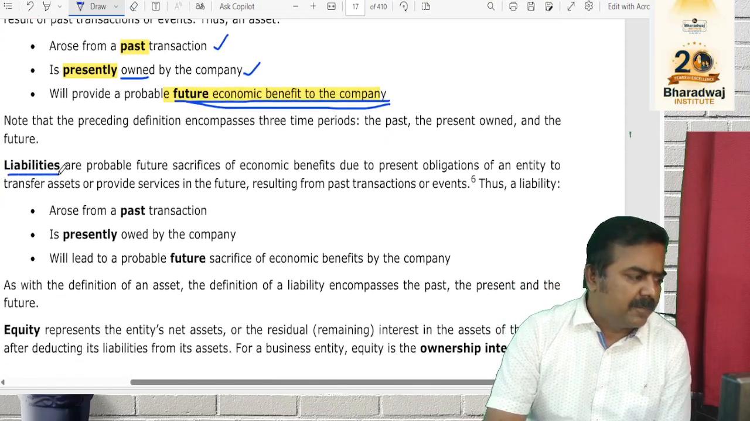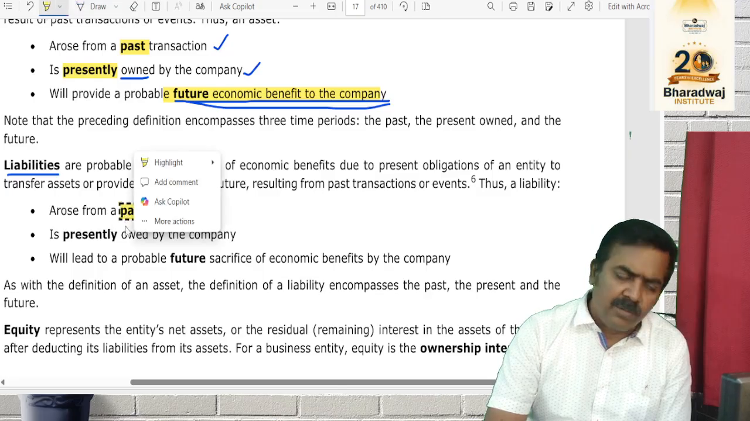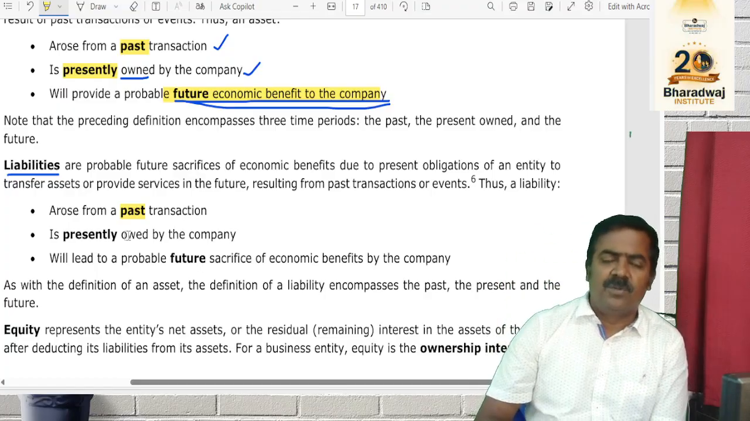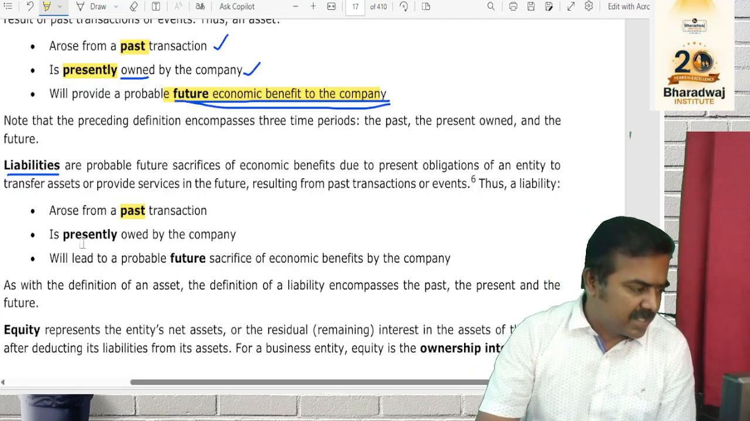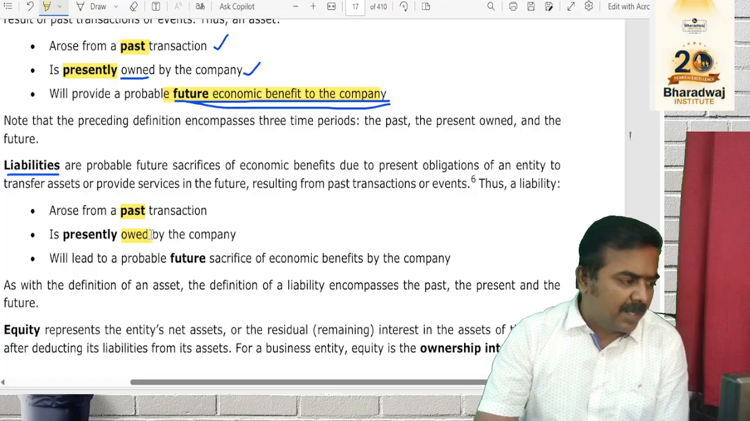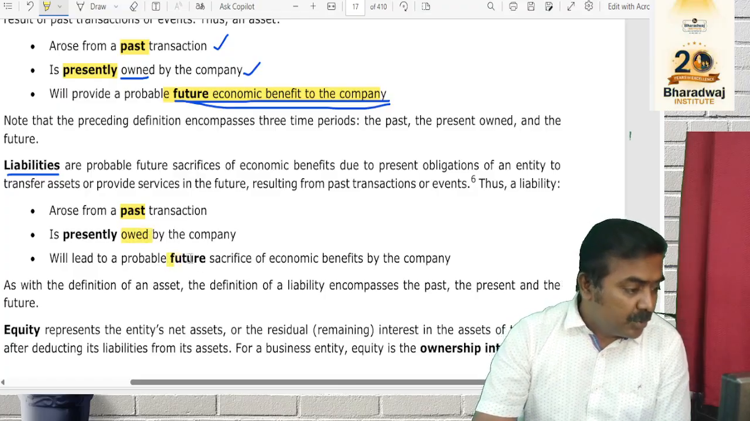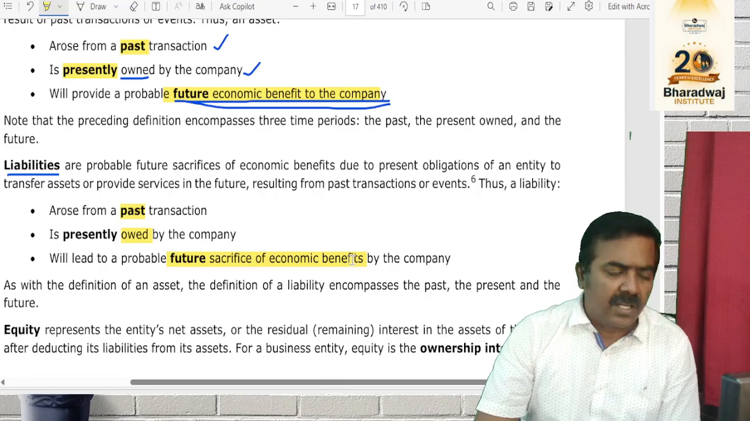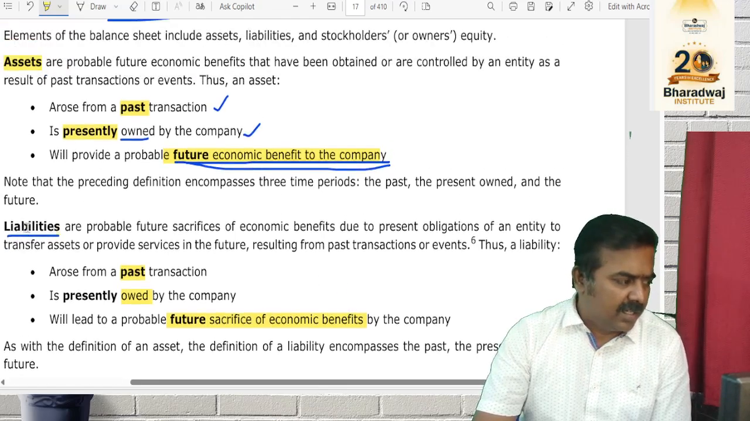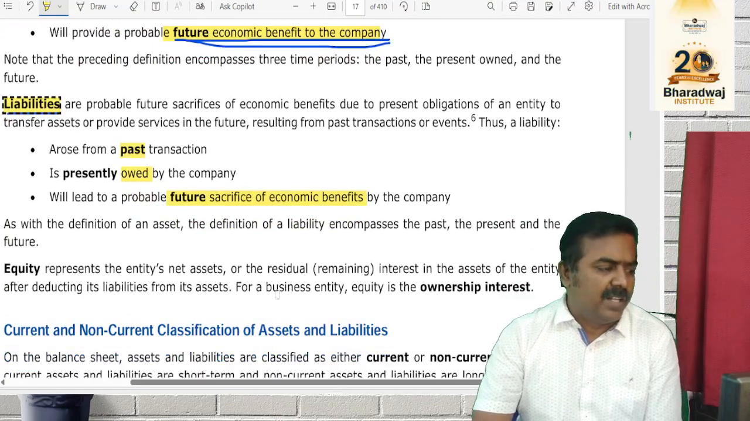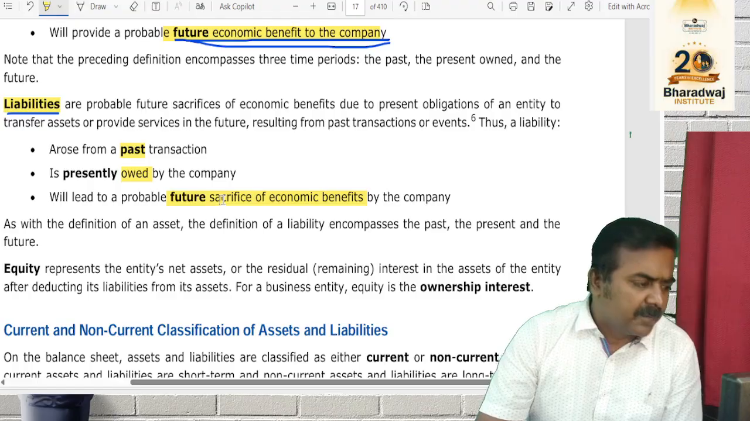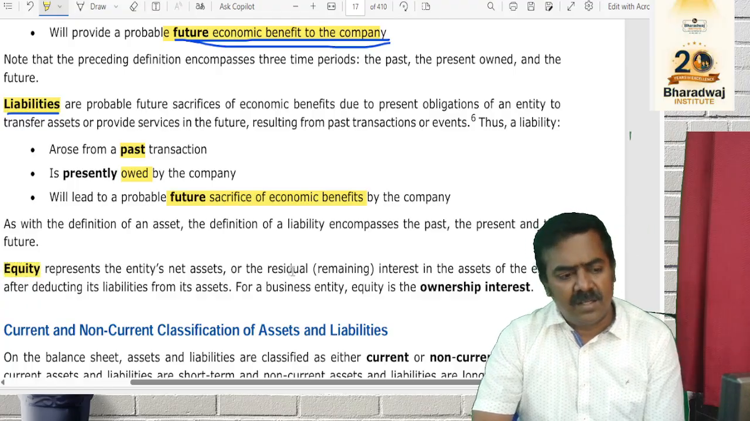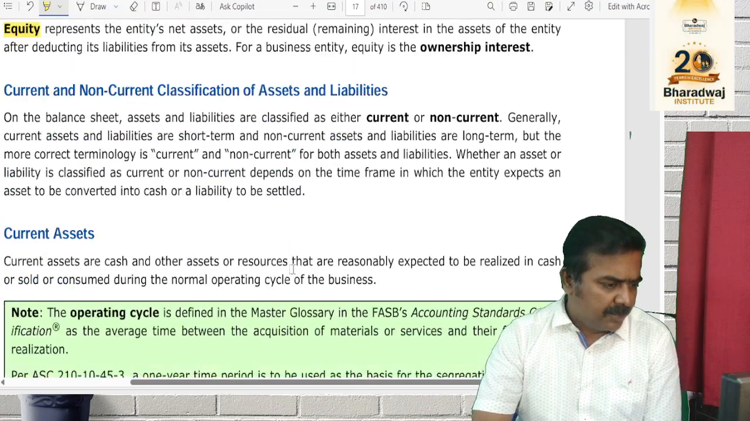Likewise, what is a liability? It arises from which one? A past transaction. I purchased goods from you on credit. I took a loan from you. I borrowed money from you. Or you rendered services to me, and I have to pay the money. Past transaction. Presently owed by the company, which means payable by the company. It will result in a future sacrifice of economic benefits. I have to give you cash or cash equivalent to settle the liability. So assets are future economic benefits. Liabilities result in a sacrifice of future economic benefits. Assets minus liabilities, we call it equity.